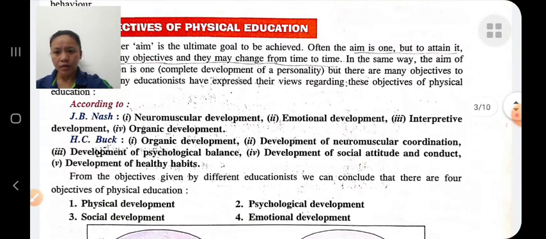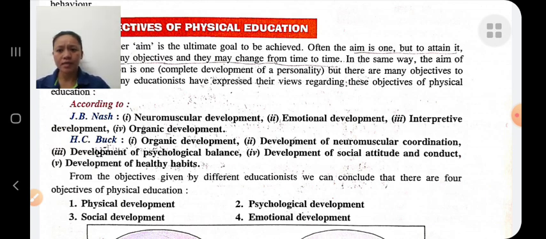According to J.B. Nash, the objectives of physical education are neuromuscular development, emotional development, interpretive development, and organic development. According to S.C. Puck, the objectives are organic development, development of neuromuscular coordination, development of psychological balance, development of social attitude and conduct, development of healthy habits, etc.